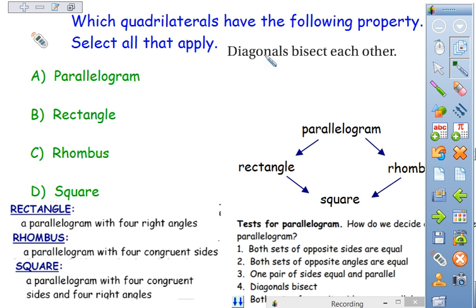On the next slide, which ones have diagonals that bisect each other? So I can look at the definitions of rectangle, rhombus, and square, but I think that shows up in our tests for a parallelogram. The diagonals bisect. So if it works for a parallelogram, it has to work for everything underneath. So I would say that this is going to work for all of these.